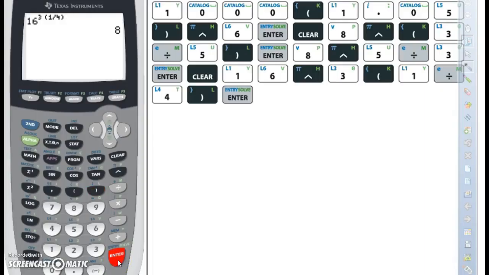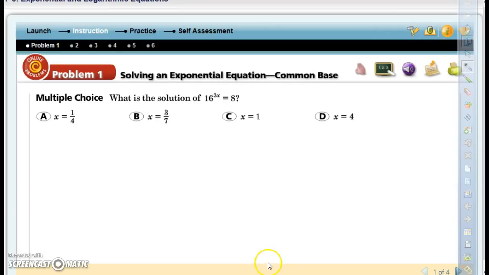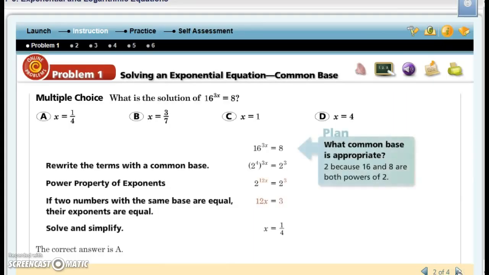So 1/4. Now, if we want to do this algebraically, it's going to look a little different, obviously. So let's look at that. Algebraically, what we can do here is make sure that the bases are the same. So if you'll notice, 16 can be written as 2 to the 4th, and 8 can be written as 2 to the 3rd.